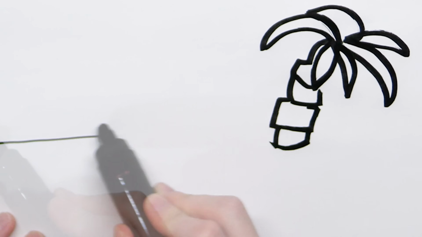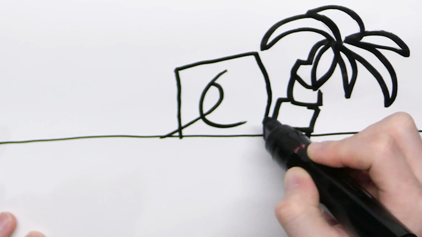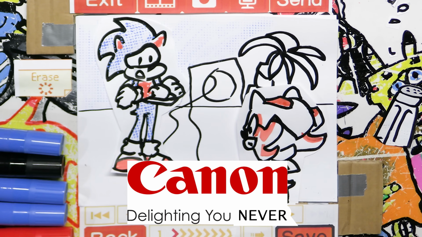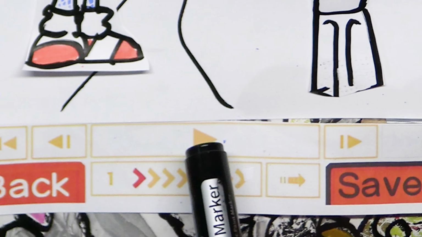Palm tree, a bit of a horizon, and a loop-de-loop, of which I have completely messed up the perspective. We begin the stop-motion animation process. 1, 2, 3, 4, 5, 6, 7, 8, 9, 10, 11. Okay, so those are the frames. And then what you do is you take your little stylus and you hit this button here.